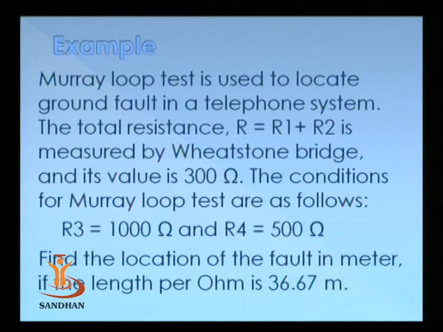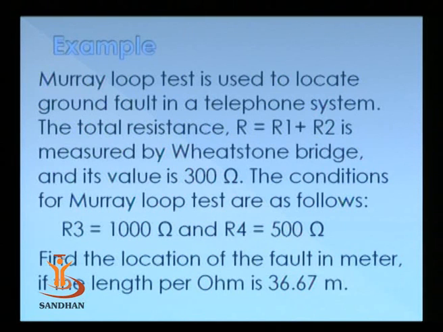An example is given here. The Murray loop test is used to locate a ground fault in a telephone system. The total resistance of the cables, R1 plus R2, is measured to be 300 ohms. The Murray loop test conditions are defined as R3 equal to 1000 ohms and R4 equal to 500 ohms for nulling. Find the location of the fault in meters if the length per ohm is 36.67 meters.